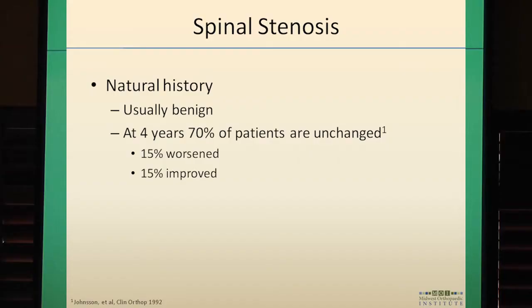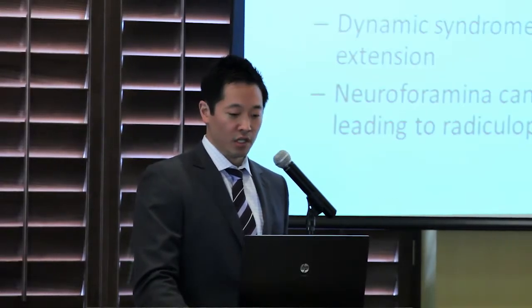The natural history, luckily, is also very benign, generally speaking. Most patients tend to stay stable; research shows that at 4 years, most patients stay stable. Of the balance of those patients, half worsen, half improve. Unfortunately, you can't identify who's going to worsen, who's going to improve, and who's going to stay the same.